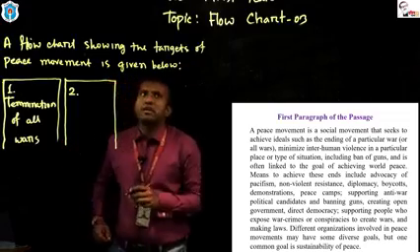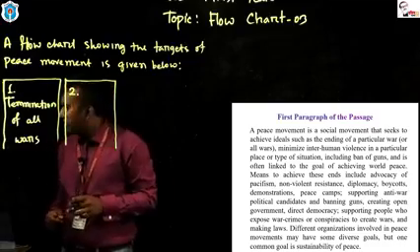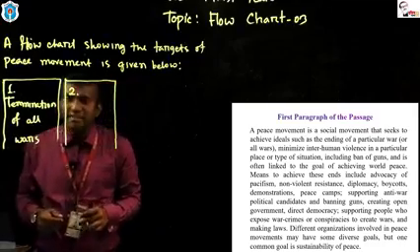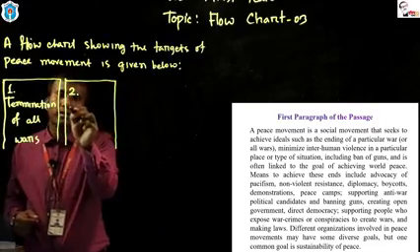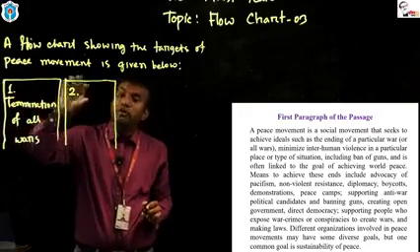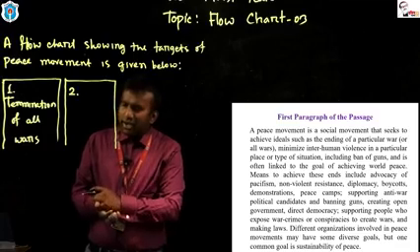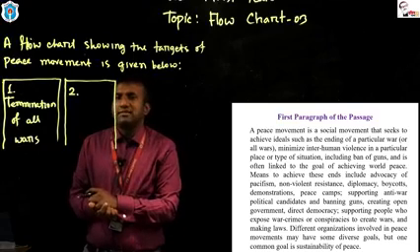A flowchart showing the targets of peace movement is given below. Okay, this is the box. What is the second answer? The second answer is, I have started with a noun phrase. Okay, I have started with a noun. You have to use a noun phrase here. And the second answer is related to minimizing inter-human violence.